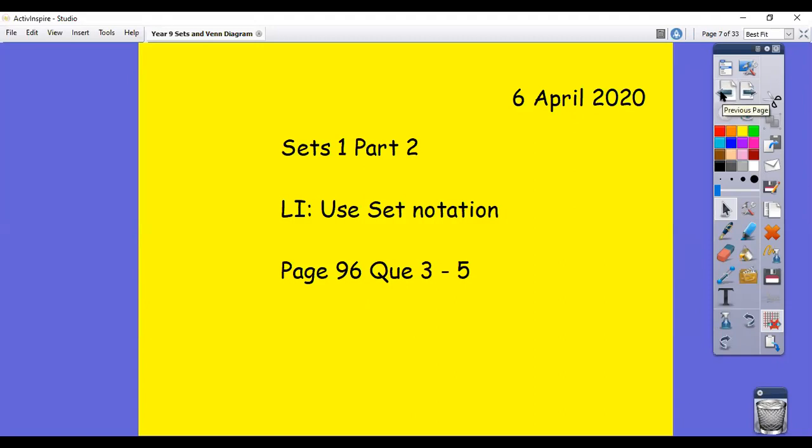So that's for today. Tomorrow's lesson, 6th of April, we will continue with sets part 2 using set notation, and we will look at questions 3 to 5. So we'll stop there for now.